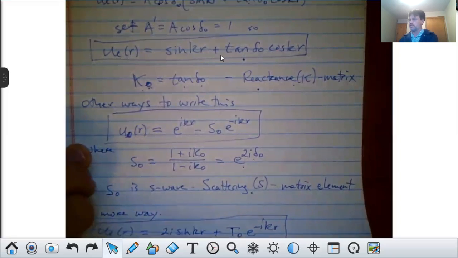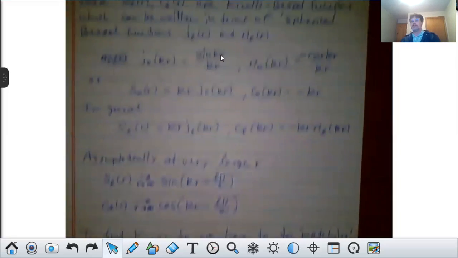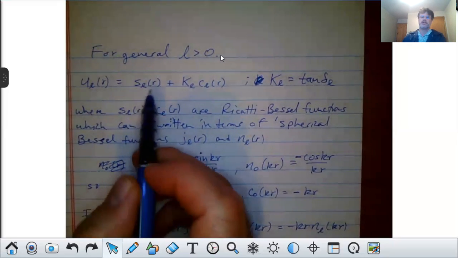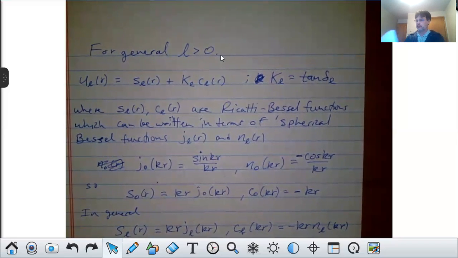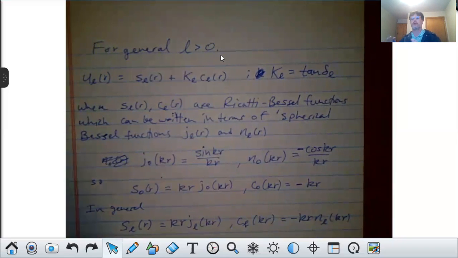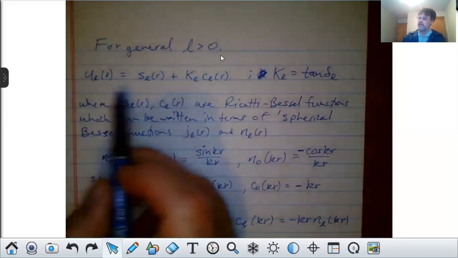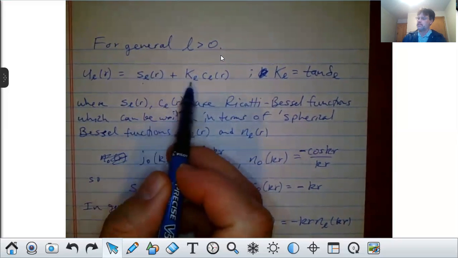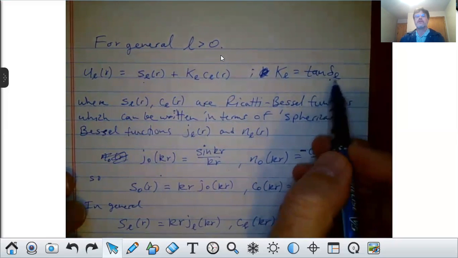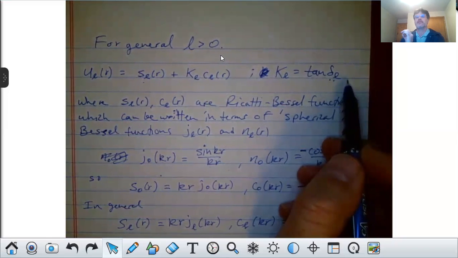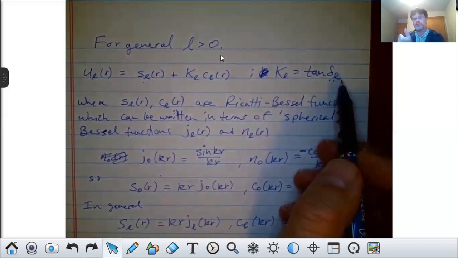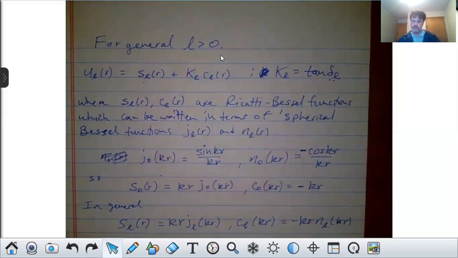Maybe it makes more sense as we actually do problems. But let's look at the case for a general L that's greater than 0. We can define functions that are solutions to the radial equation for other values of L. It turns out that these are known functions, but we can always write our SL function plus KL CL, and we have a kind of generalized K matrix. And we have other phase shifts for different values of L. So you'll have an S wave phase shift, a P wave, a D wave, L equals 0, 1, 2, all these different phase shifts.